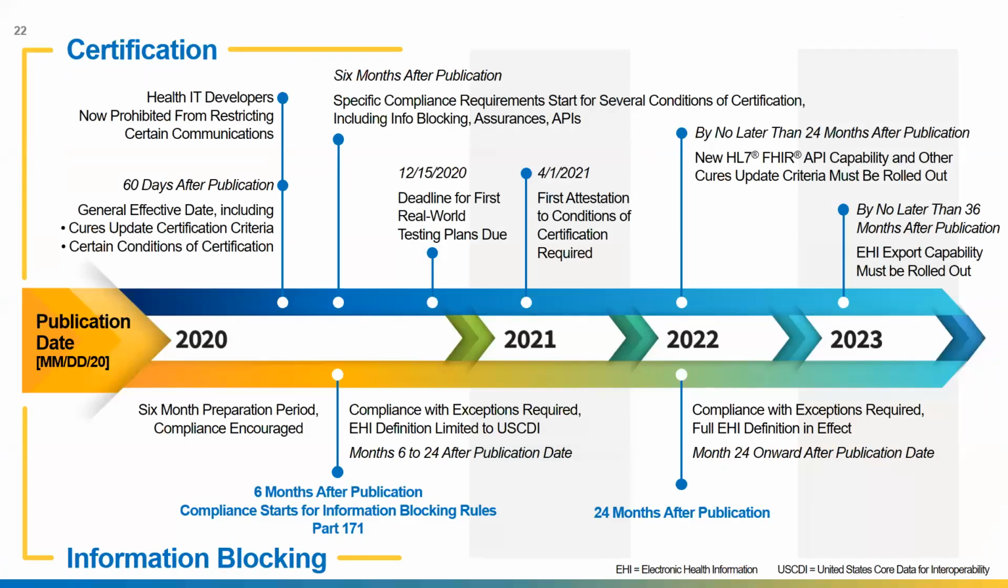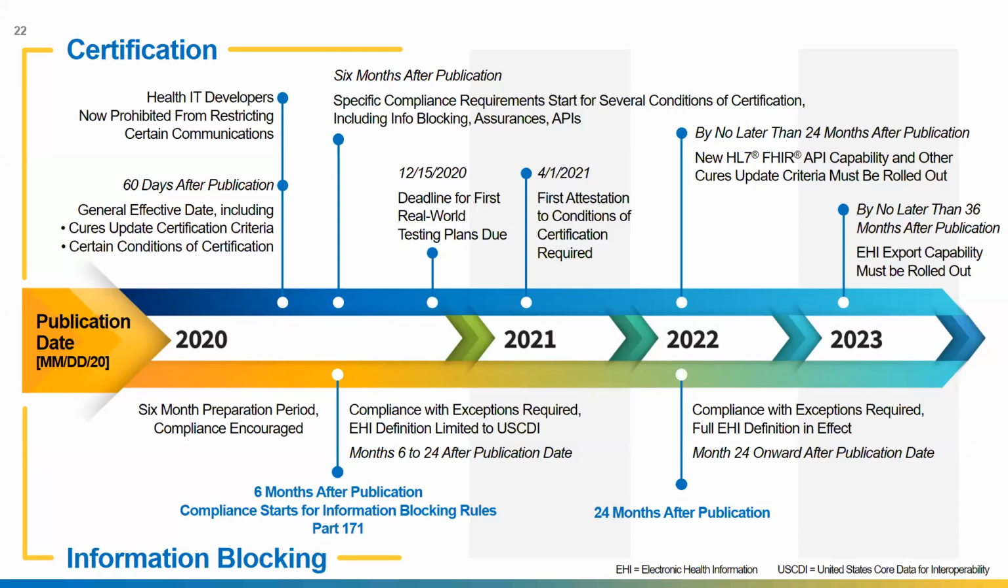Next slide. And then finally, even though this looks like a great deal to unpack, this is just a snapshot of what conditions of certification will look like over the next several years. So a number of things happen in the first 60 days after publication. That is the effective date of the rule, where certain certification criteria will be removed or no longer enforced. There are certain prohibitions regarding communications.